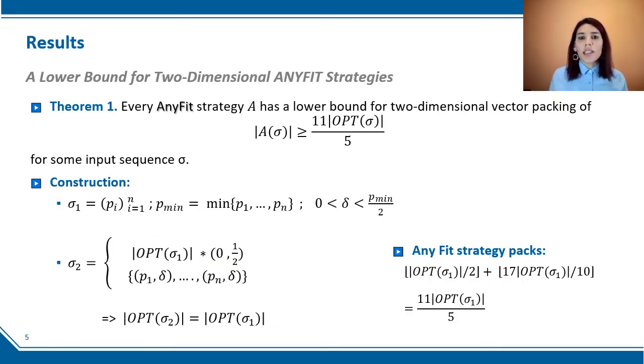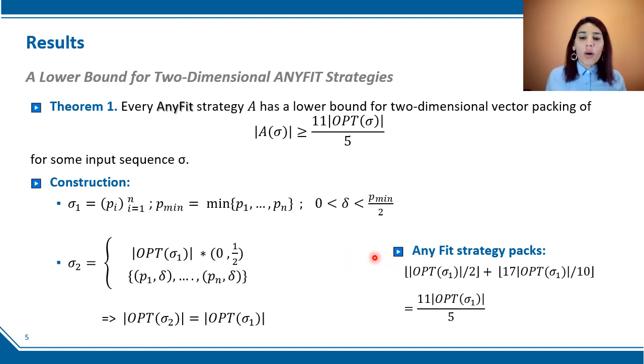So let's begin with our first result by showing a lower bound of 11/5 on the competitive ratio of any fit strategy for the problem. So to construct a lower bound, we need to construct a two-dimensional sequence. So sigma 2 is our two-dimensional sequence, and it contains two subsequences. First is clear, and the second is based on one-dimensional instance. It is obvious that optimum solution of the sigma 1 is equal to optimum solution of the sigma 2.